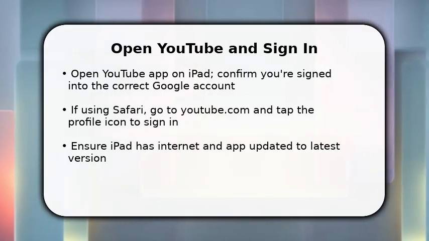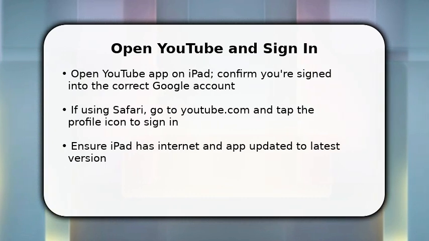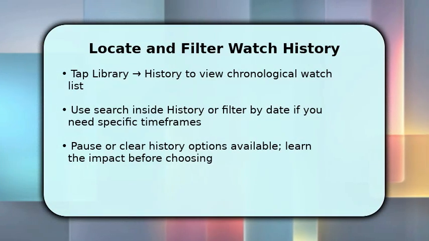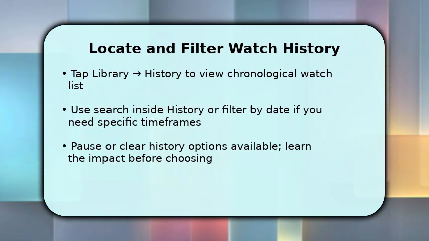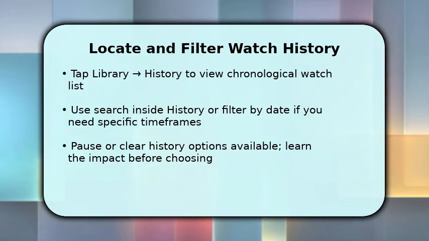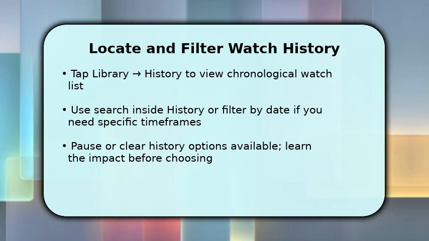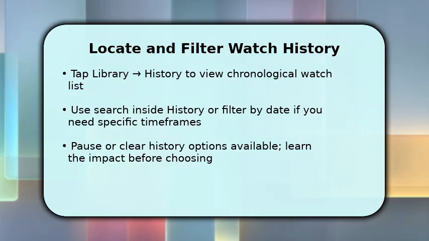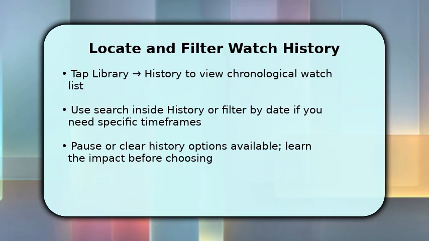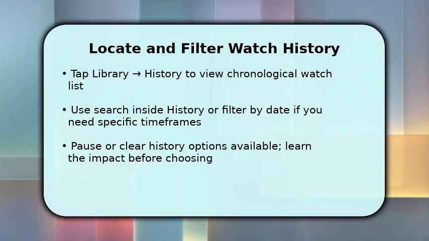Now proceed to the library section to find the viewing history. Once in library, select history to load your watch list. You'll see entries in reverse chronological order. Scroll to find recent videos. If you need something older, use the history search box or the filter by date options to narrow results quickly.